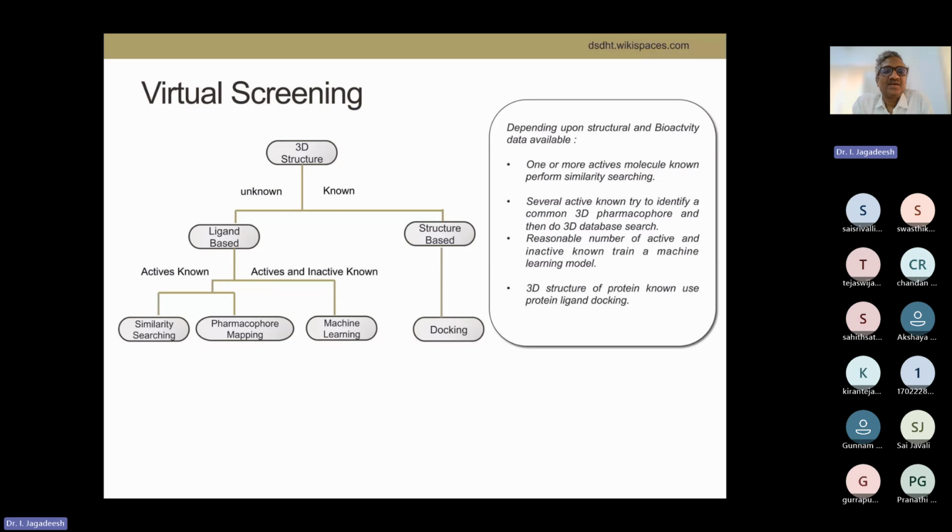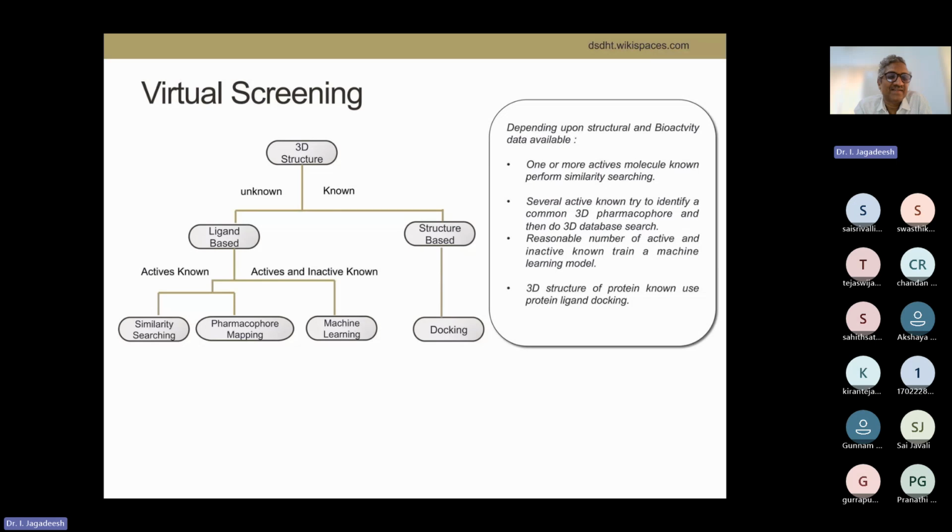In virtual screening, we are going to have two stages: one where the 3D structure is unknown and one where it is known. Either the 3D structure is unknown, and it is ligand based, or the 3D structure is known, and it is structure based. In the structure based approach, we are going to do docking studies and finalize a molecule with good scores. In the ligand based one, we are going to do two major approaches.